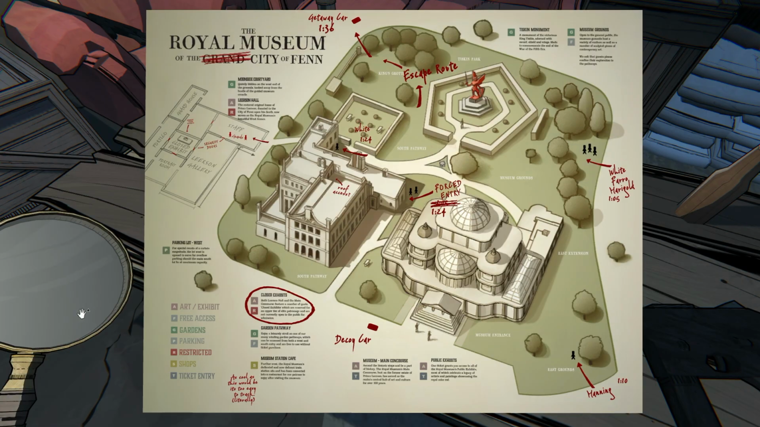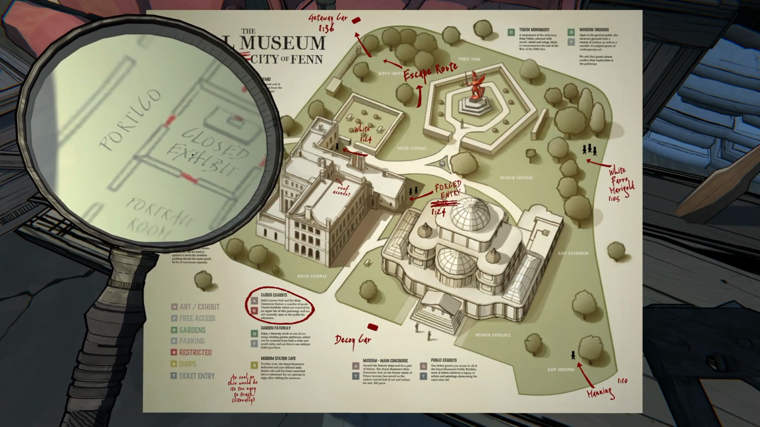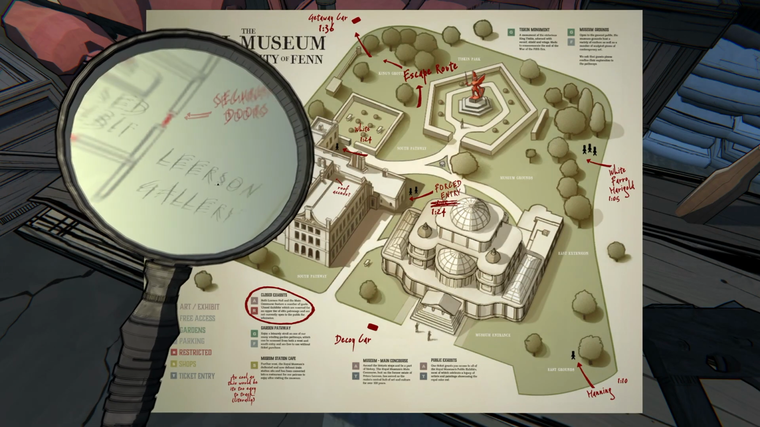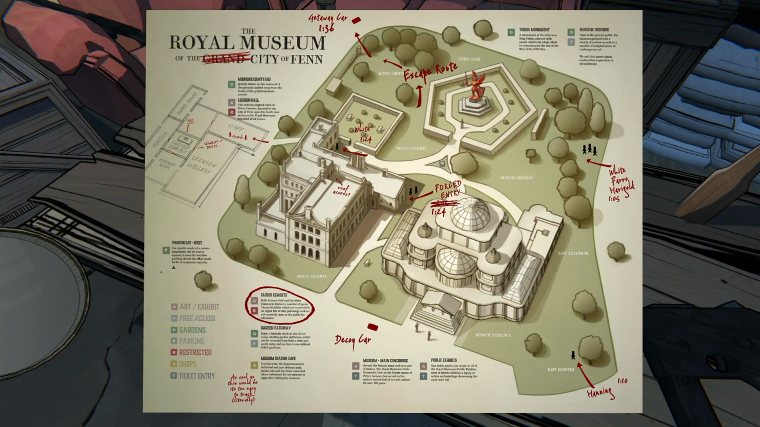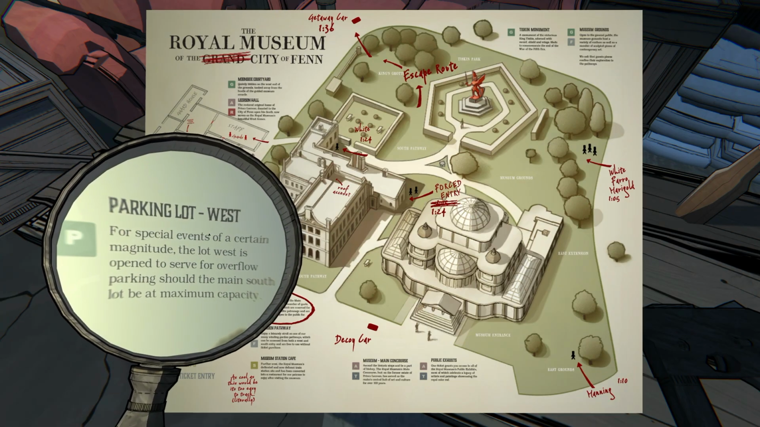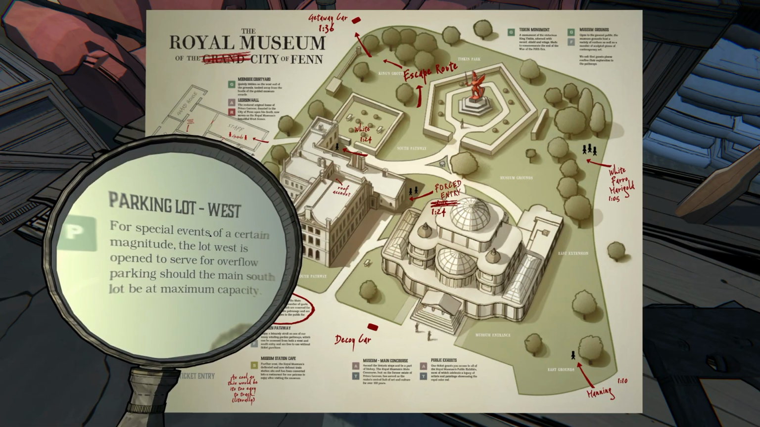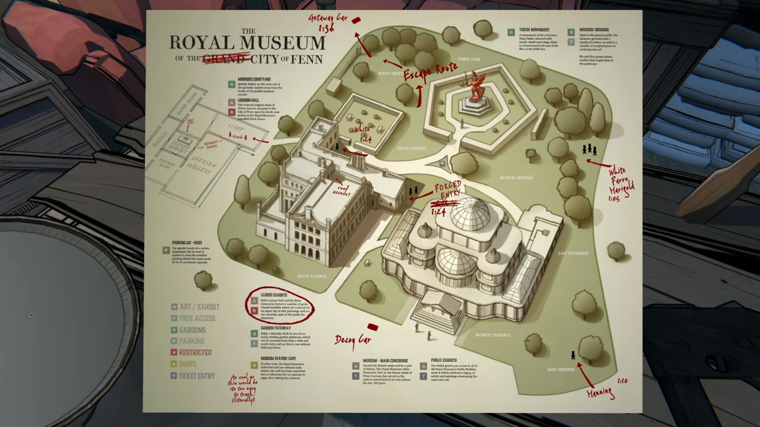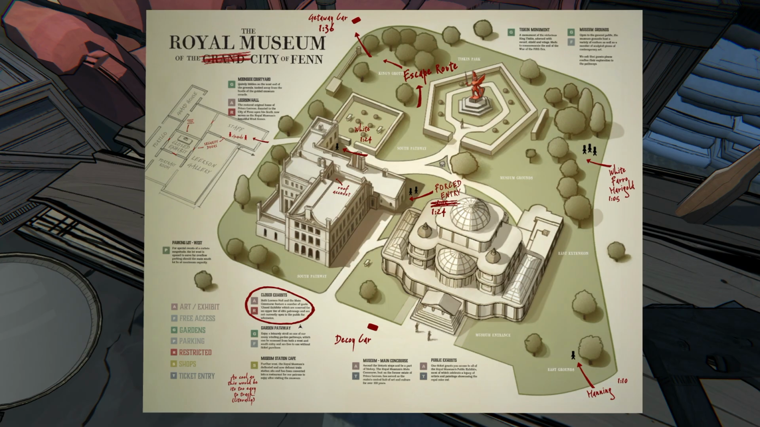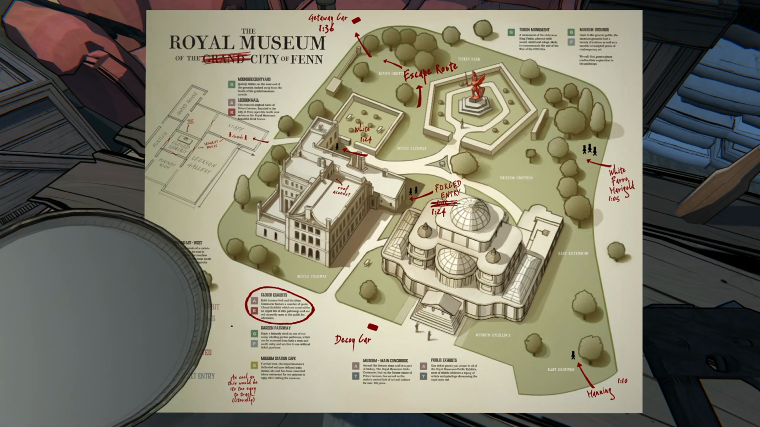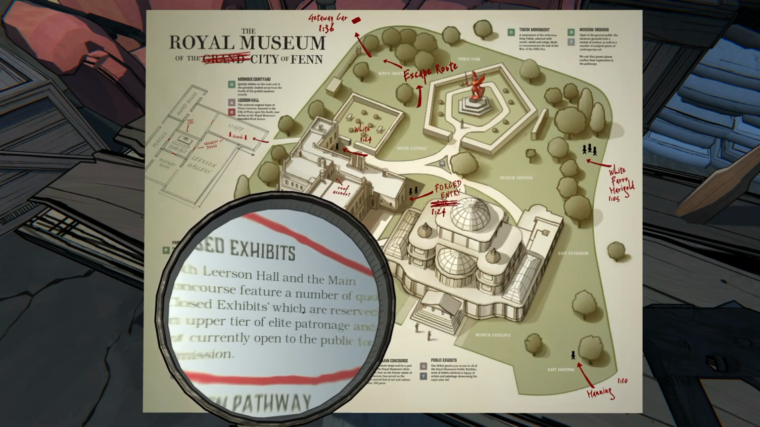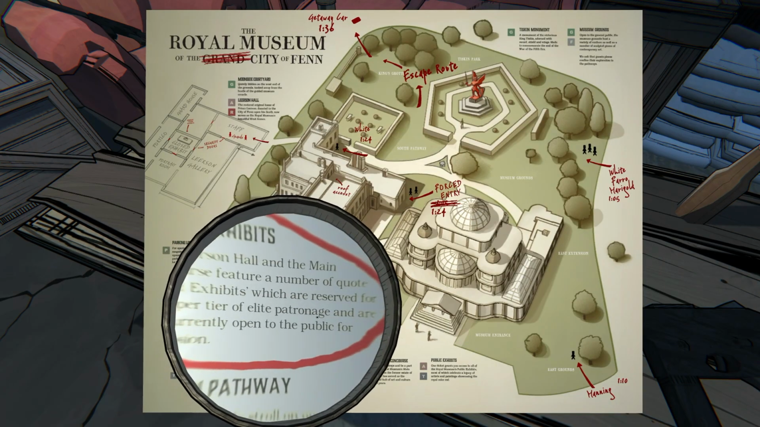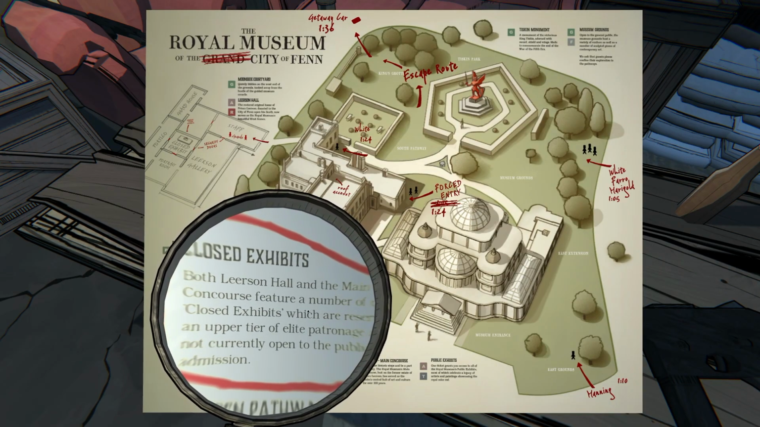Okay. I need to take pictures of all of these, but luckily I also have this. Nursing gallery. Security system controls. Security doors. Guards. Parking unit west. For special events of a certain magnitude, the lot west is open to serve for overflow parking should the main south lot be at full capacity. I guess I can read all this without having to zoom in. Both Learson Hall and the main commune feature... Okay, I will zoom in. Or concourse feature a number of, quote, closed exhibits which are reserved for an upper tier of elite patronage and are currently not open to the public for admission.